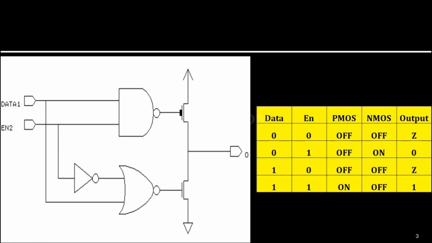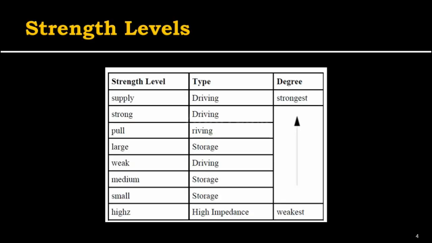This is the different logic used here, but X is not considered in this circuit because X is the unknown value. X is sometimes used in flip-flops. In an SR flip-flop or JK flip-flop, we use the X value, so X is the unknown value. Now the next one, the strength levels.